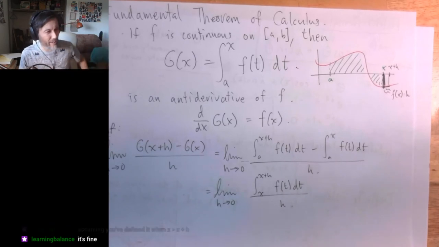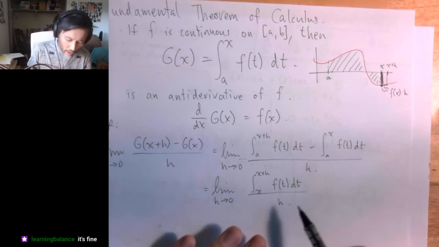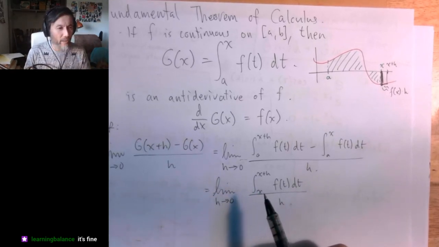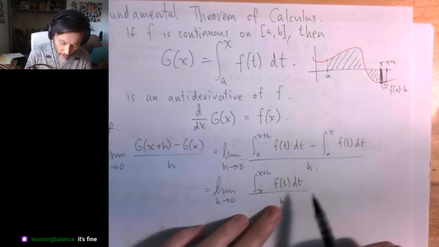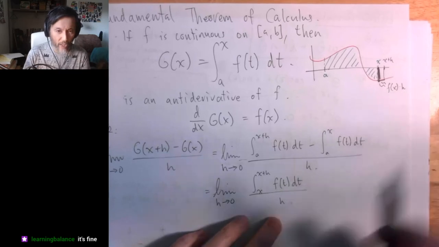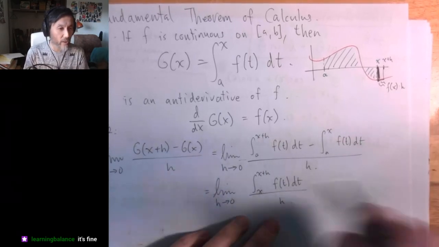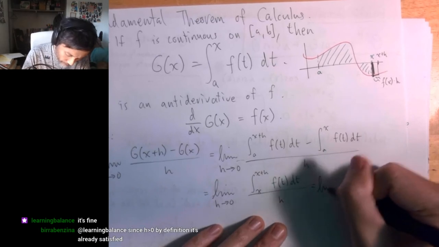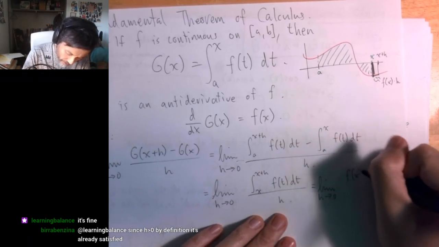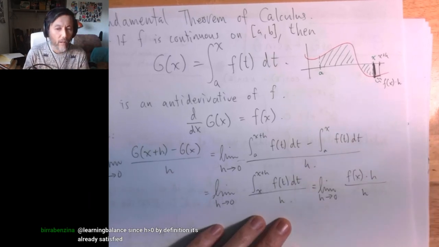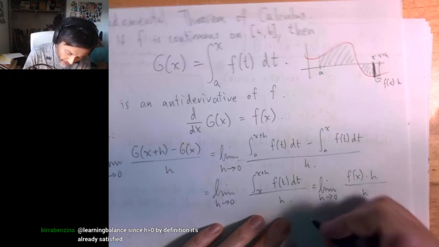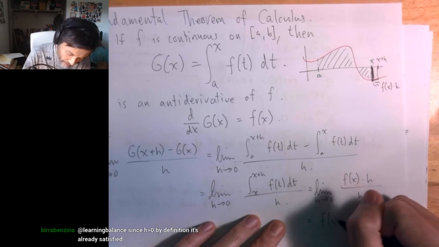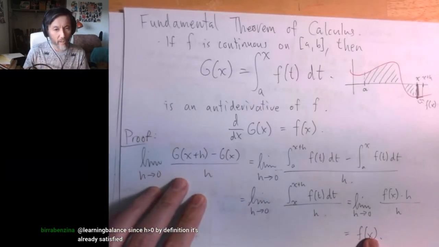This is a little bit hand wavy, but the way that you make this rigorous is by appealing to something called, I think, the mean value theorem for definite integrals. But let's not worry about that right now. Let's just say this integral here is well approximated by f of x times h, as h gets closer and closer to 0. So this looks like f of x times h over h. And then we're going to kill these h's. The limit as h goes to 0 then is f of x. So what we have shown is that g prime of x is equal to f of x.